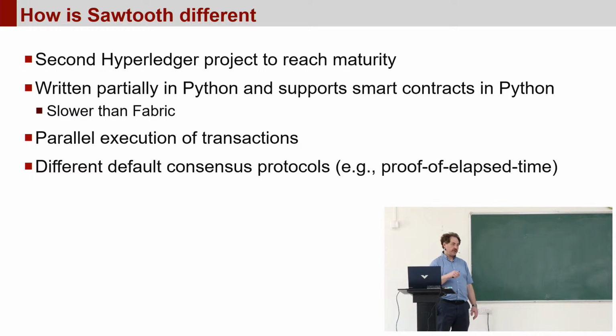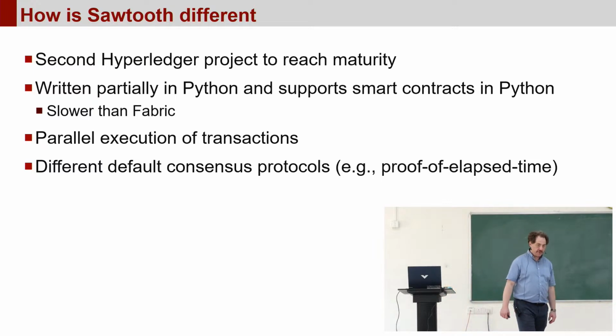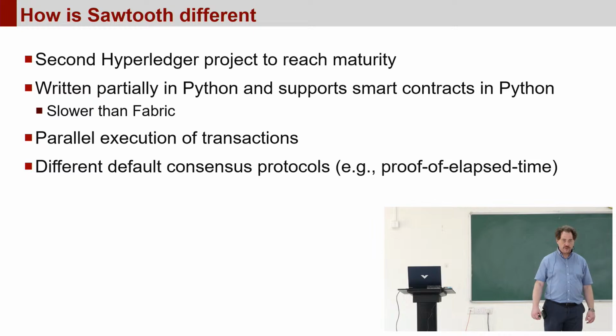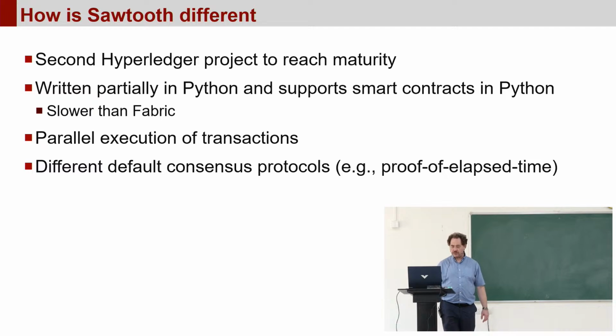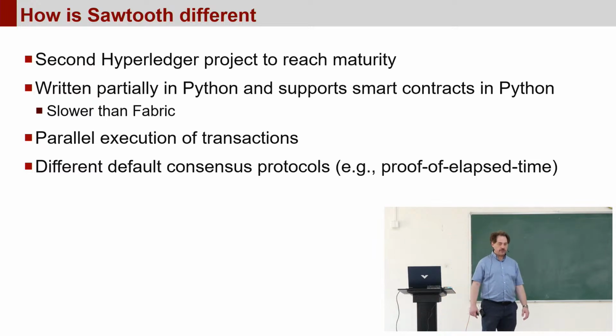There are several differences which are actually not very significant compared to Fabric. The first difference is that it's written partially in Python, and it also supports smart contracts in Python, because Fabric was pretty much against Python because of the performance, while Sawtooth saw it as a weakness because Python is a very popular language, so they saw the need to support it. Well, they support it, but as a result, of course, Sawtooth is noticeably slower than Fabric.